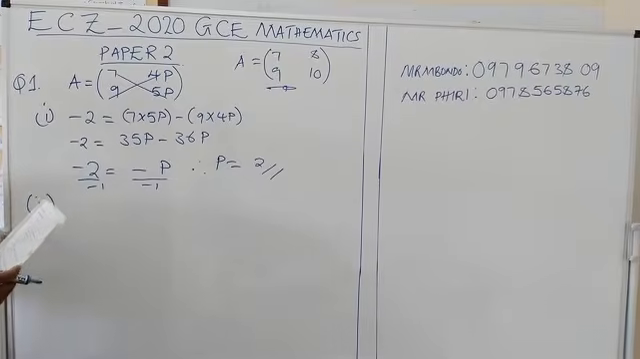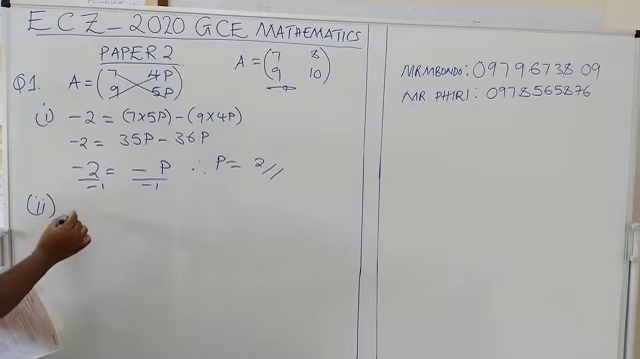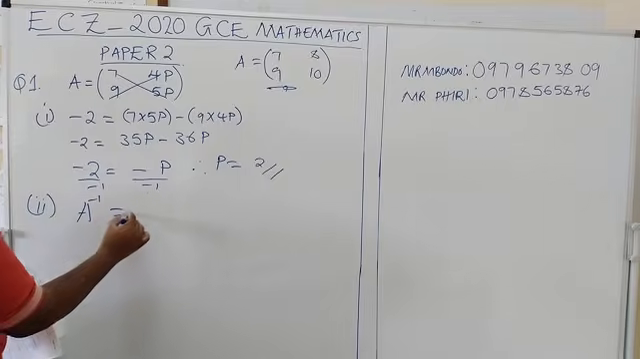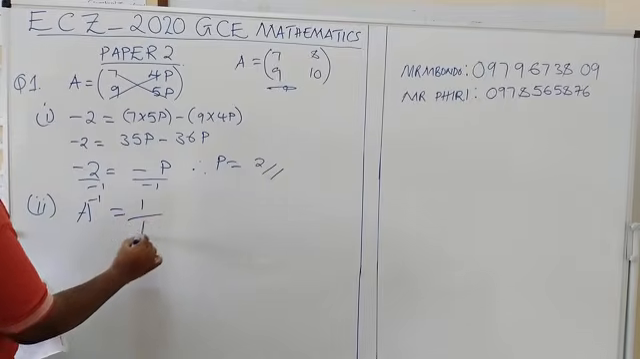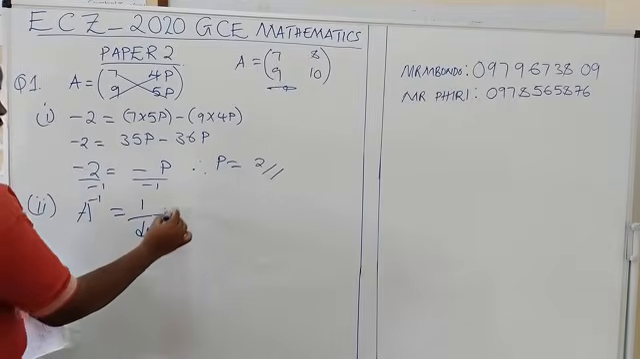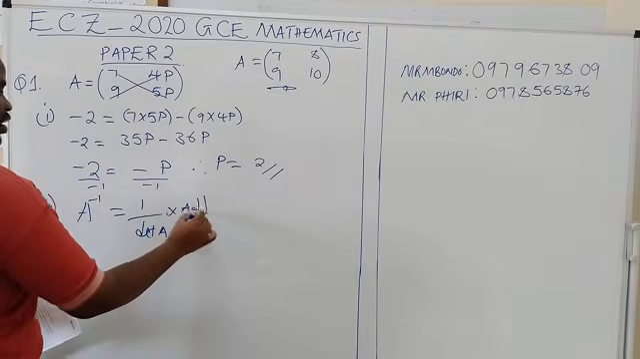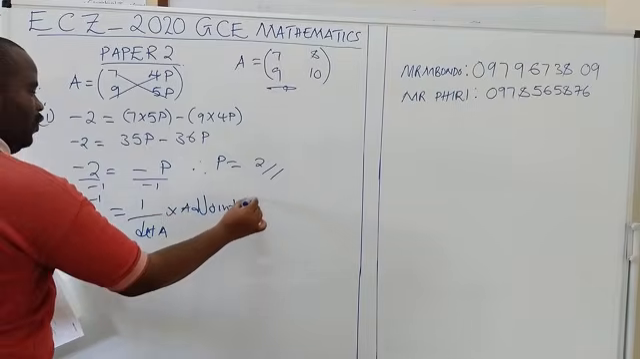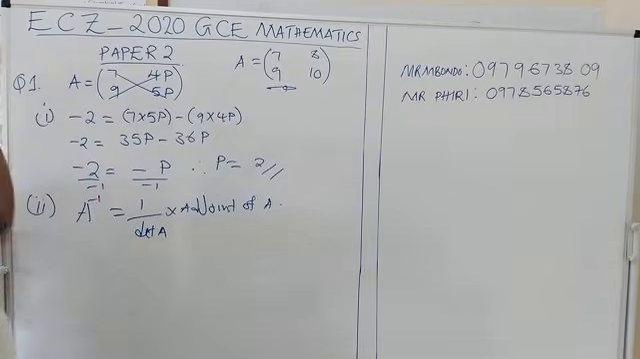Hence, find the inverse. Now, the inverse of A, or say A inverse, is equal to 1 over determinant of A by adjoint of A. Okay? That's how we get that one.